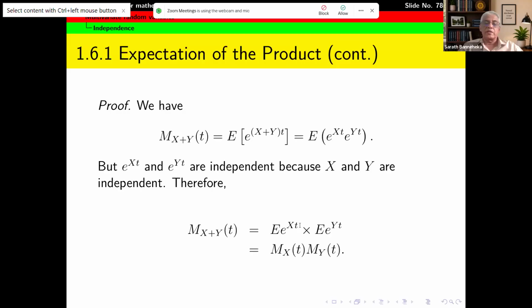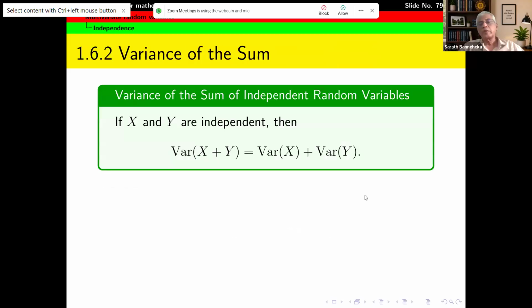So I have to put a bracket here as usual. Not put, because in your book you don't have this bracket, but it's better to put the bracket, right? So that is the expected value of this quantity. But this is the moment generating function. Once you put the bracket, that is the expected value of e to the power xt, which is the moment generating function of x evaluated at t, and similarly, the moment generating function of y evaluated at t. That gives you the result that we wanted to prove.